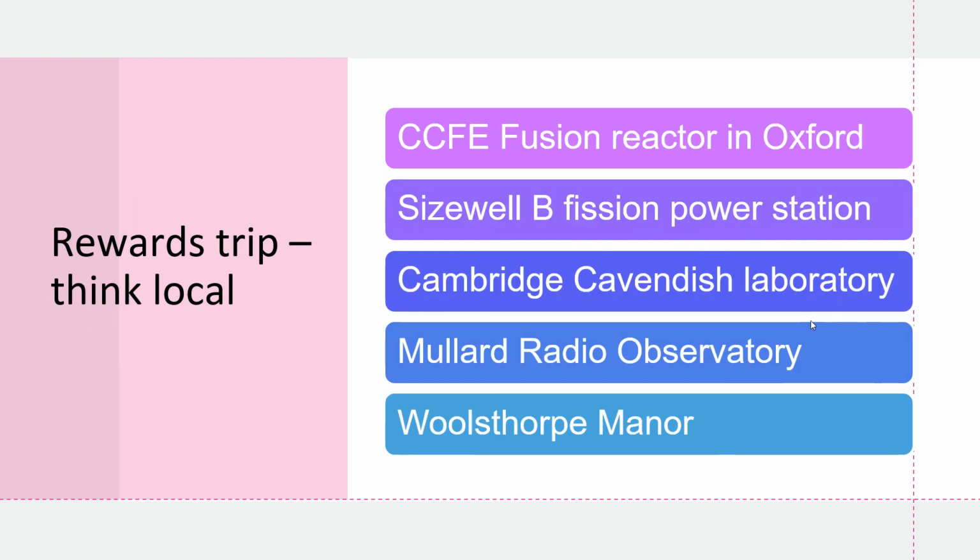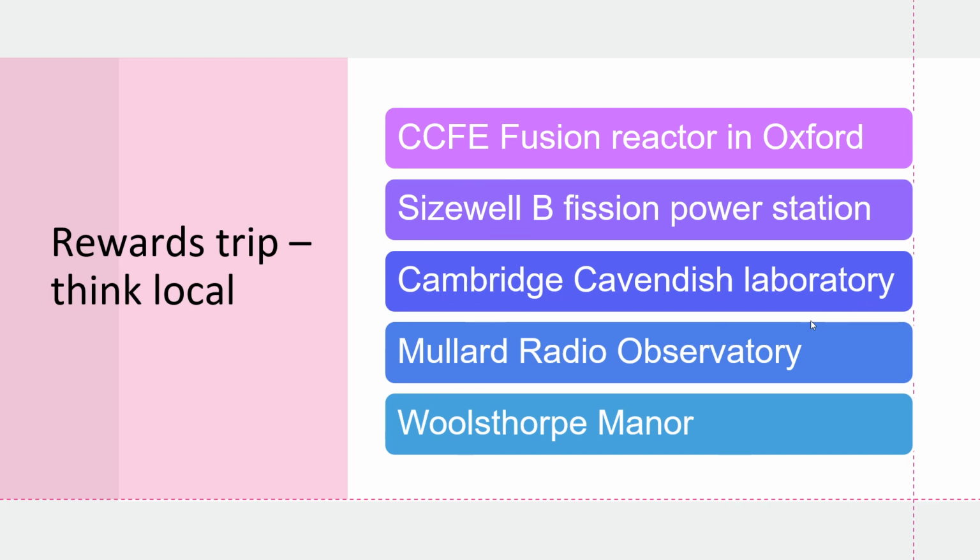Okay. Now, the last bit I'm going to talk about is trips. And the key thing is think local. So another rewards thing we're doing for our regulars is we're going to take them on a trip. And as I said before, we're hoping for that IOP grant money to come in so that we can fund a coach to take them. And most of these trips are free that you can take them on.